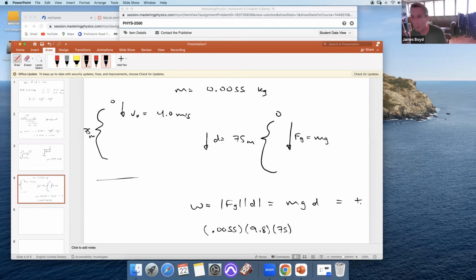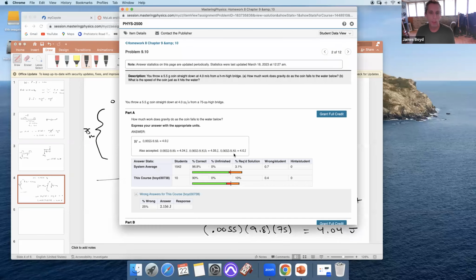And it's positive because the force and the distance are in the same direction. As the coin travels downward, it is traveling in the same direction as the force of gravity, and therefore positive work. So 0.0055 times 9.8 times 75 is 4.0425 joules. So 4.04 joules. Or 4.0, I guess they're only using 2 sig figs because that's all they gave us here. So 4.0 joules. It is positive.